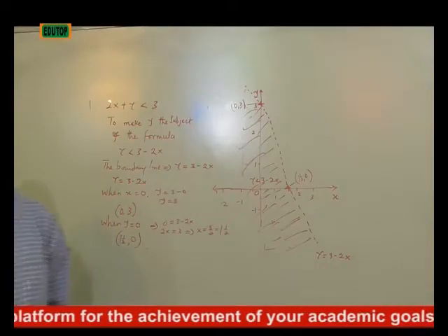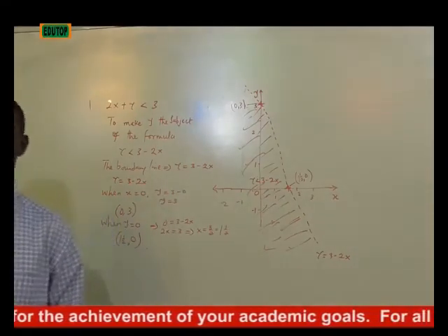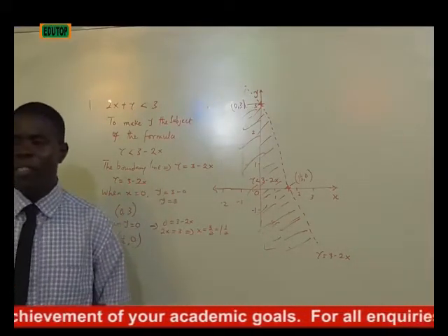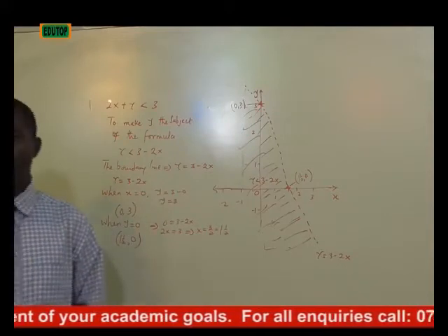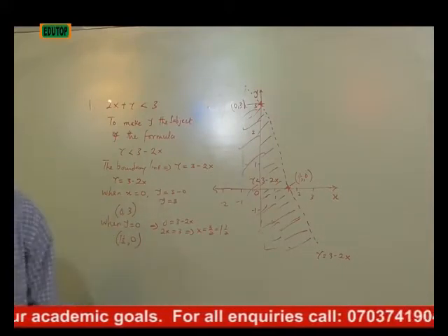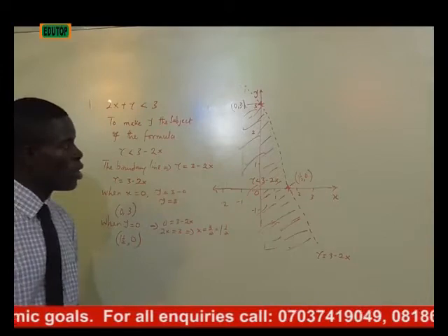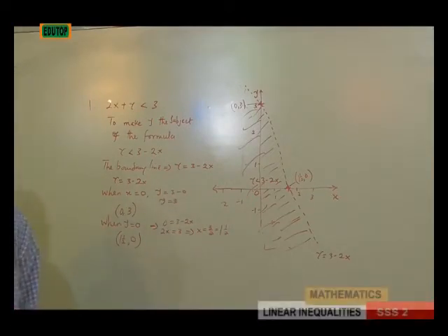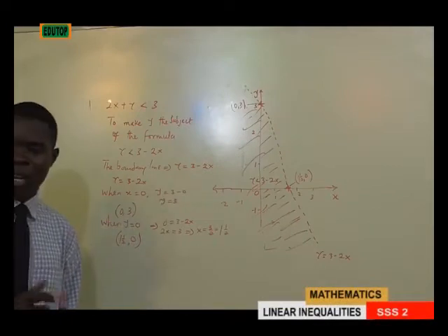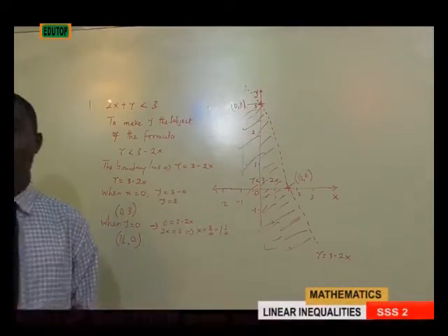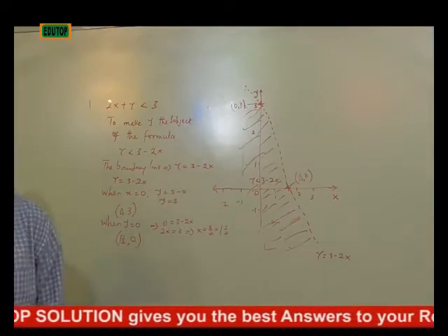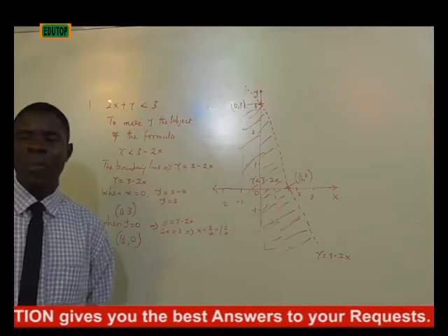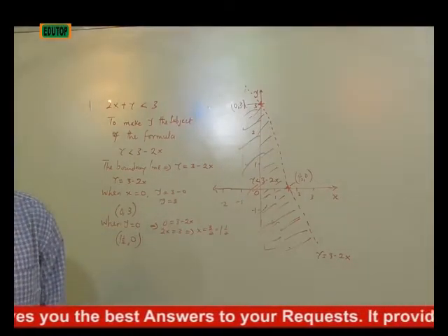Then question 2. Show on a graph the region that contains the solutions of the simultaneous inequalities. So here we are given simultaneous inequalities. That tells us that we have more than one inequality that occur simultaneously, or at the same time.